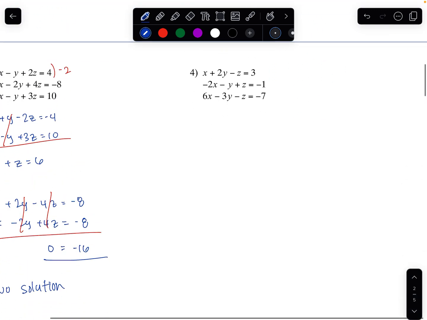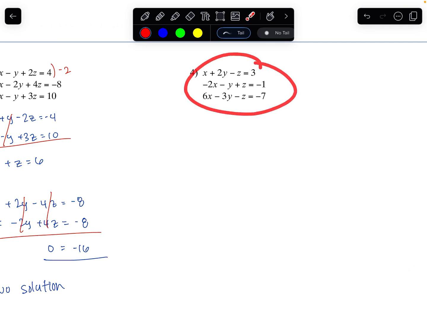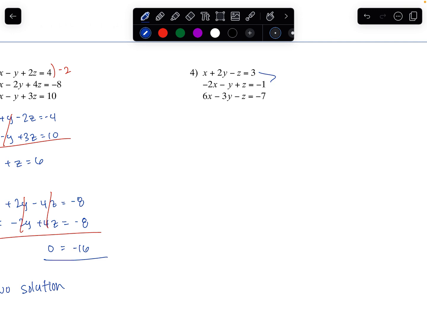Going back to 4. Let's see. I like the z's here, so look at the z's as they're stacked. I have a positive z, negative z, negative z. So I can add these together, and I can add these together. So let's see what happens when I do that. So I'm going to first add these two. That's going to give me -x plus y equal to 2.